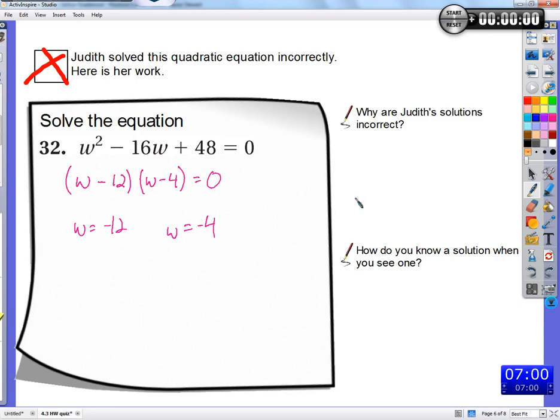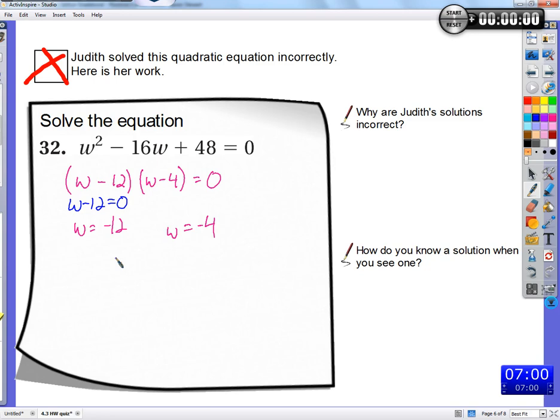Because she's got to make them positive. Because they've got to be equal to zero. And then when you subtract 12, it's going to be positive 12. So it'd be W equals positive 12. Okay. Because she didn't do the procedure correctly, this should come out to be zero. And if you solve that equation, W would be positive 12, okay?